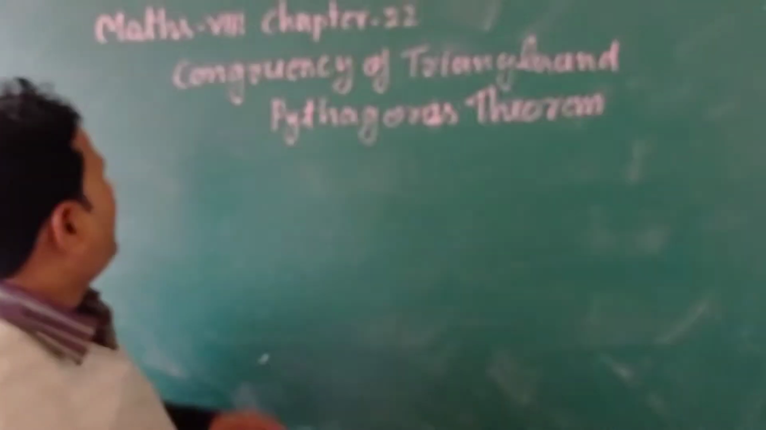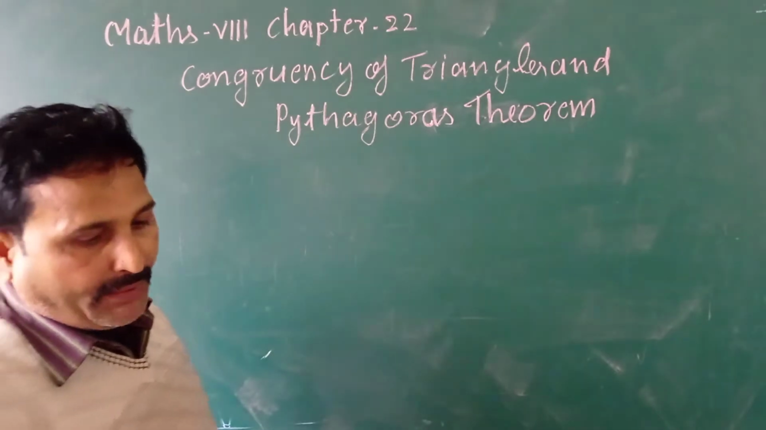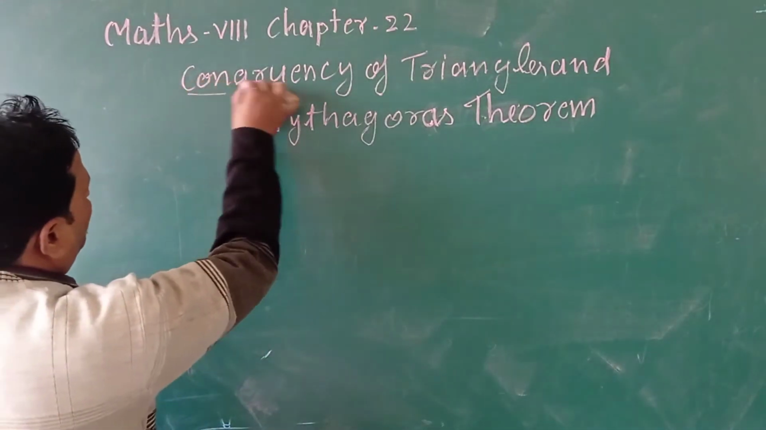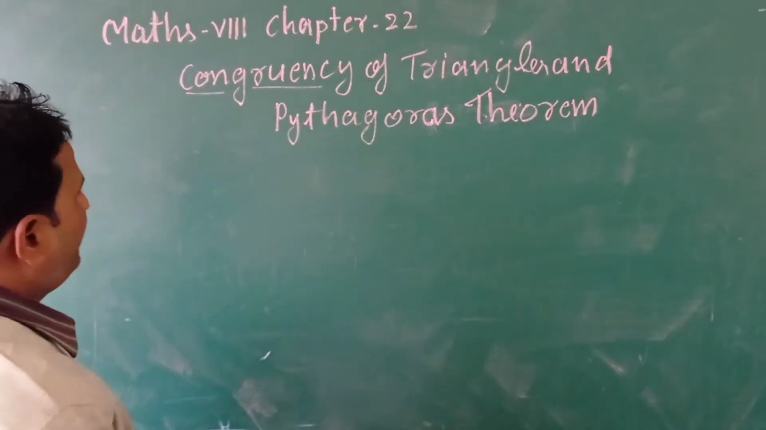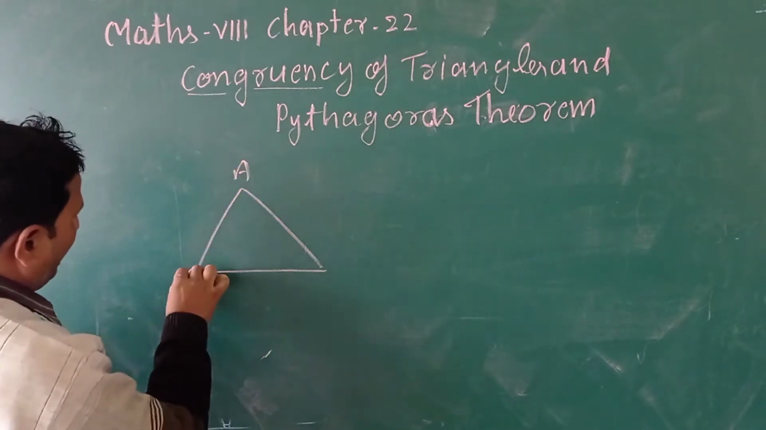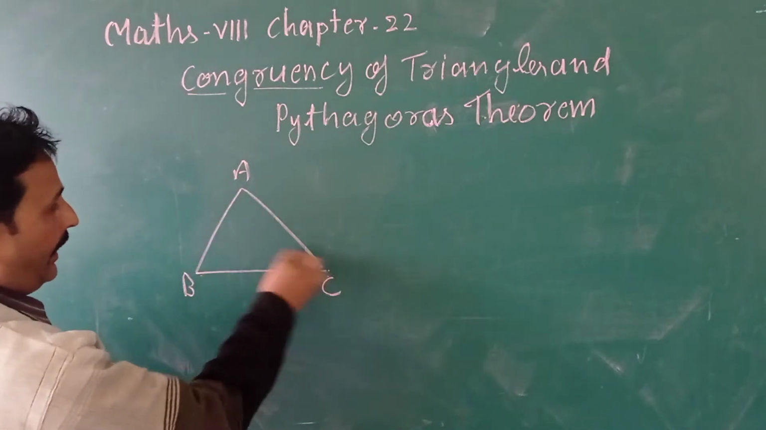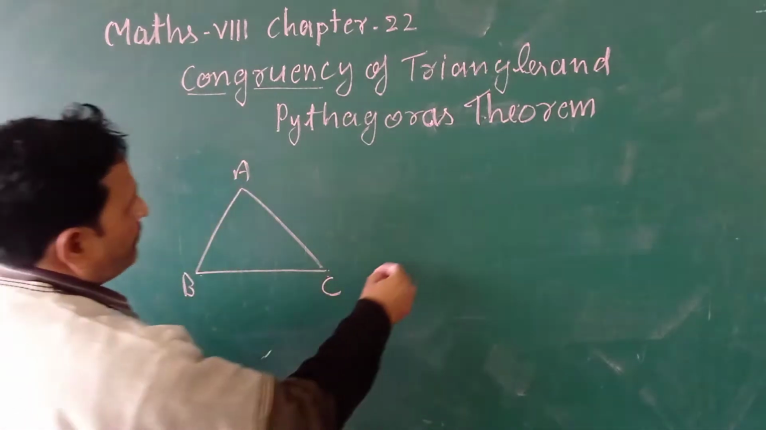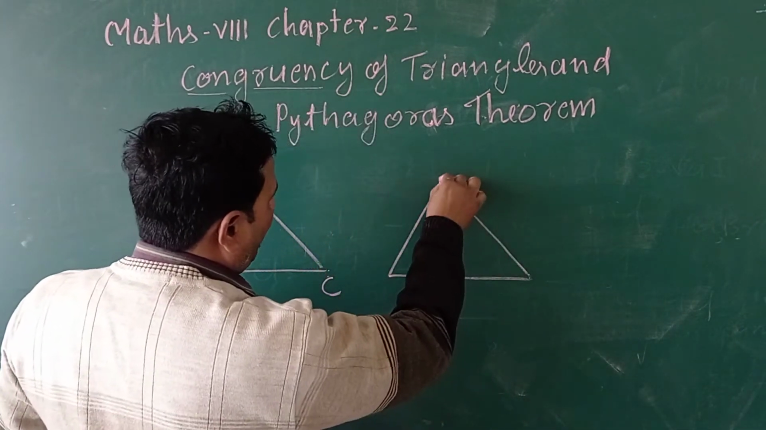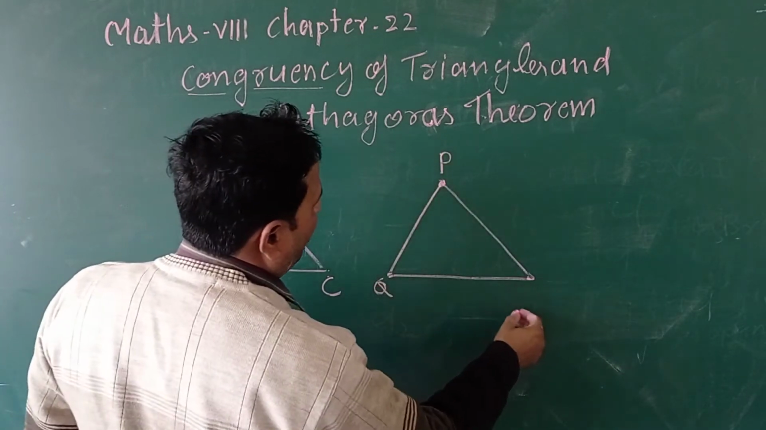Now I am going to start chapter 22, congruency of triangles and Pythagoras theorem. First word, what is congruency? See that in two triangles, all the sides and angles of one triangle are equal to all the sides and corresponding angles of another triangle, then the triangles are called congruent.